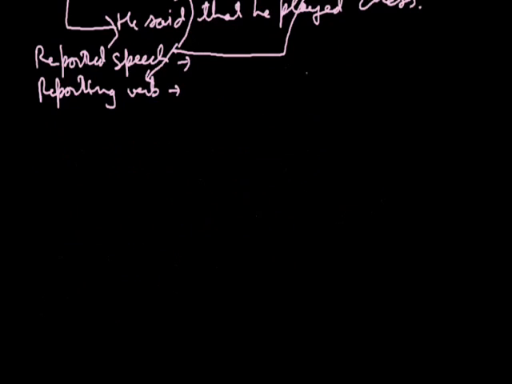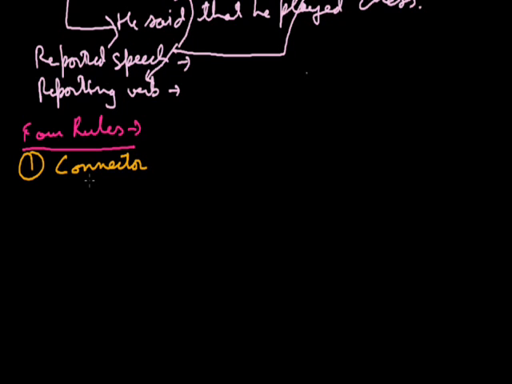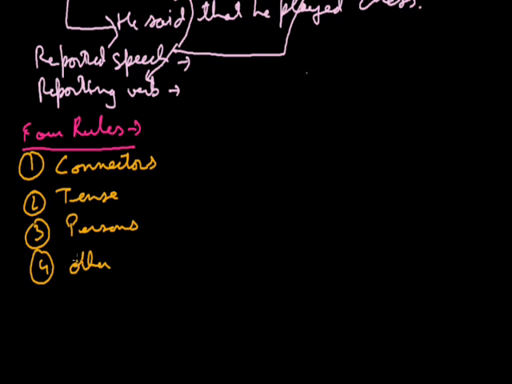Now before we begin, there are 4 rules for changing a direct statement into indirect statement. The first one being the rule of connector or connectors. The second one is the rule of tenses. The third one is the rule of persons, and the last one is some other rules or other laws.